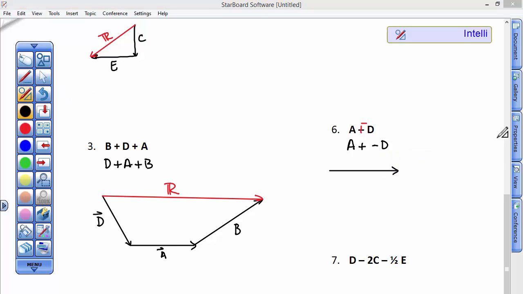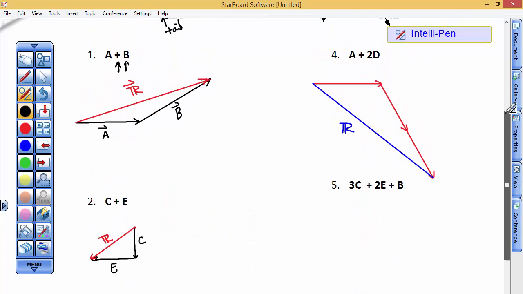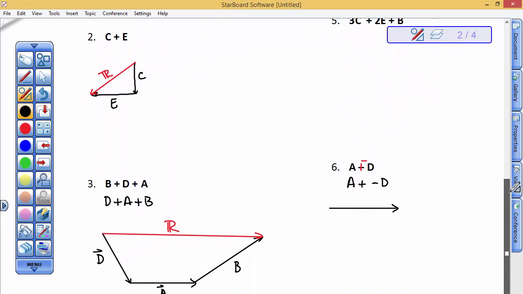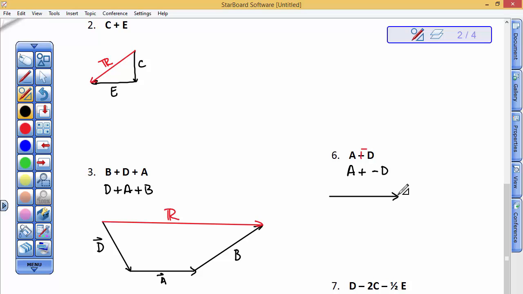And I've got to go peek at the angle of D just so I can remember. Oh yeah. All right, so the angle of D is a little bit like this. And again, remember you put the tail of D to the head of A. This was A, and then I added the opposite of D, and the result of this is from the tail of the first to the head of the last.